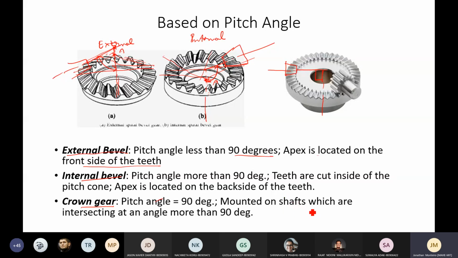Mounted on shafts, they are intersecting at an angle more than 90 degrees. This is the application part that is discussed here. We'll discuss more about it later. But one thing is there, that pitch angle becomes 90 degrees. And also you cannot find a cone here. You project this, it will simply form a cylinder or a flat surface. Apex is the same as the level of the tooth itself.